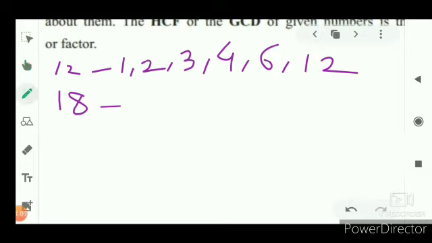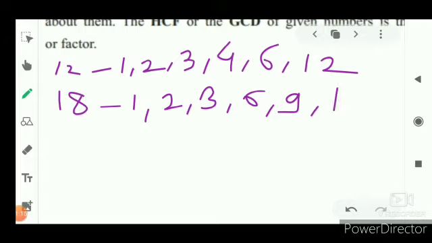Yes, 18 is divisible by 1, it is divisible by 2, it is divisible by 3, it is also divisible by 6, and by 9 also. Then it is divisible by 18. So 1, 2, 3, 6, 9, 18 are the factors of 18.